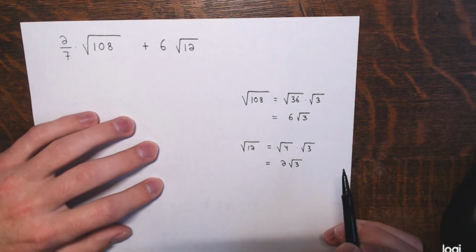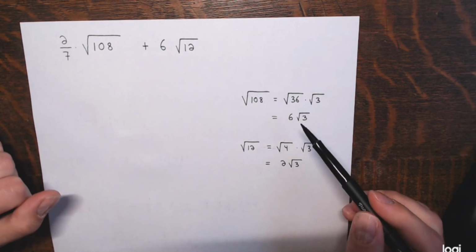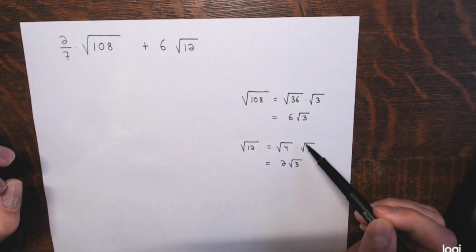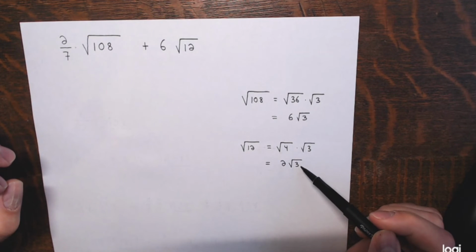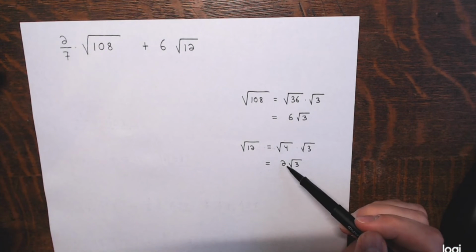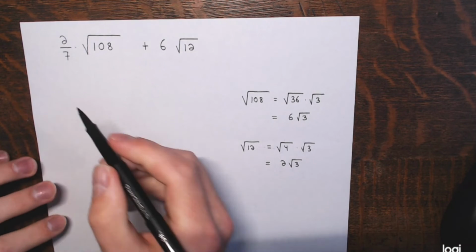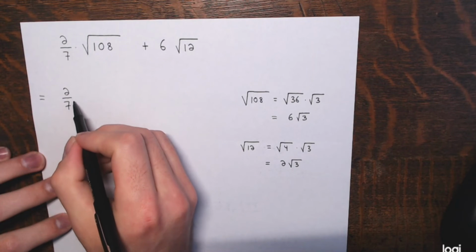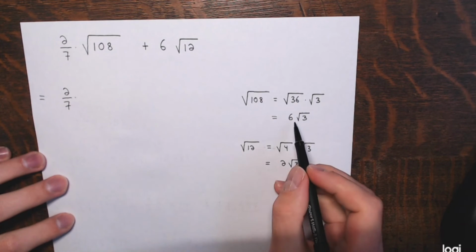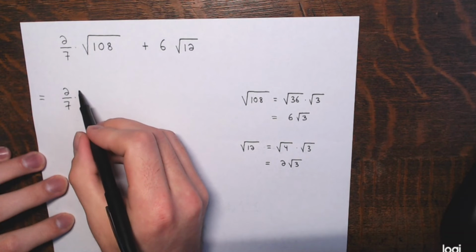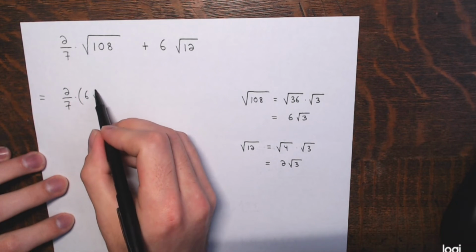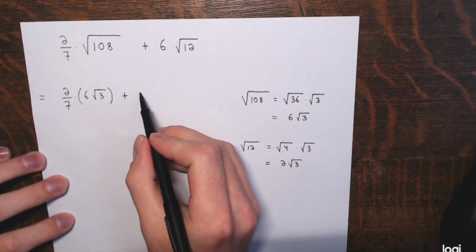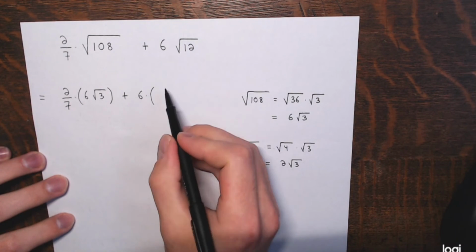So you see how after simplifying, the square root of 108 and the square root of 12 are like radicals. They're like square roots. They both have the square root of 3 attached to them. Now they have different coefficients, sure, 6 and 2, but they still both have the square root of 3. All right, so back in the expression, we have 2/7 times, and then the square root of 108 is 6 times the square root of 3. Plus 6 times, and then the square root of 12 is 2 times the square root of 3.